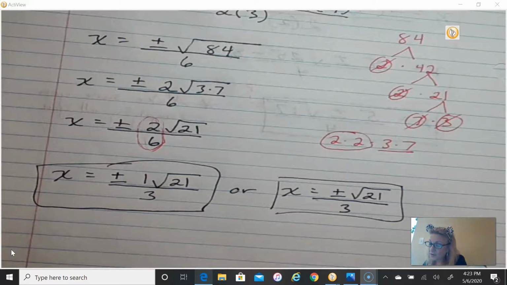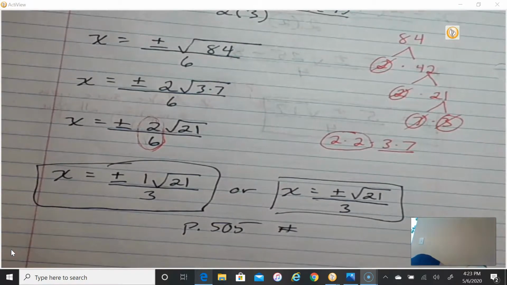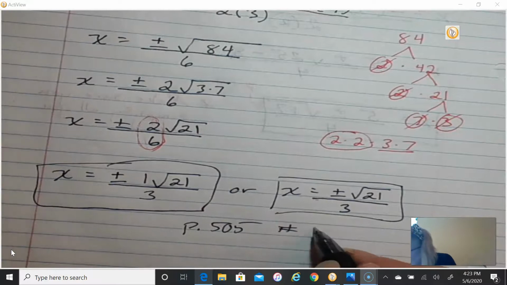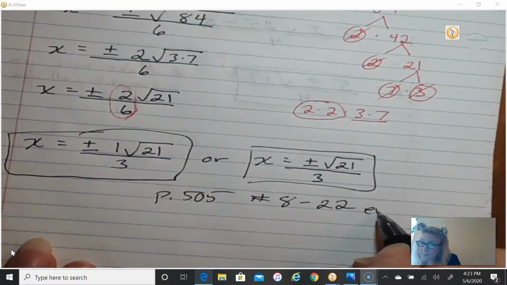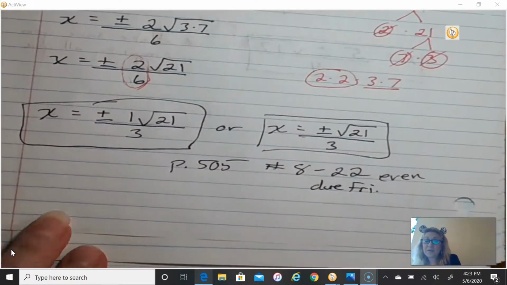You're going to be doing page 505. You're going to be doing numbers, let's see, we went to 21. Okay, you're going to be doing eight problems. So you're going to be doing the even numbers 8 to number 22, and they're due Friday. Okay, there's only 8 problems, so you need to be careful.